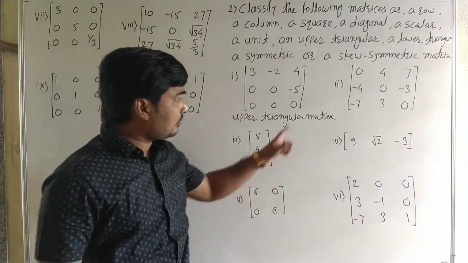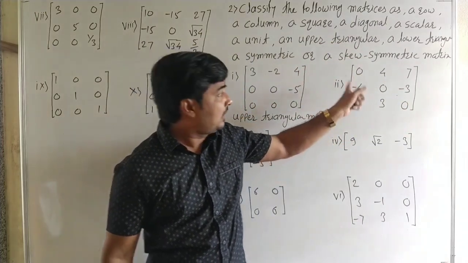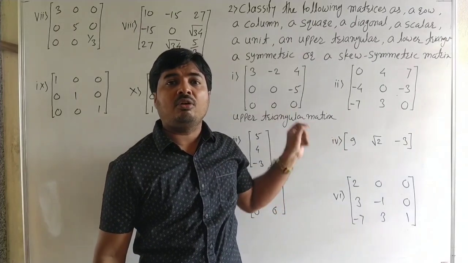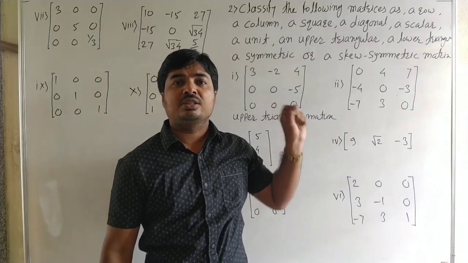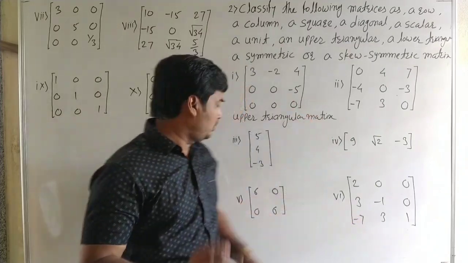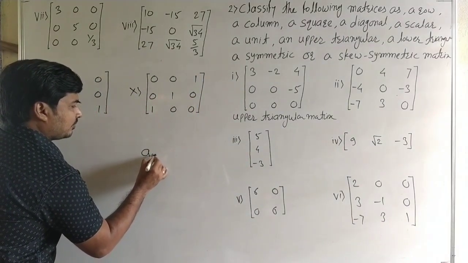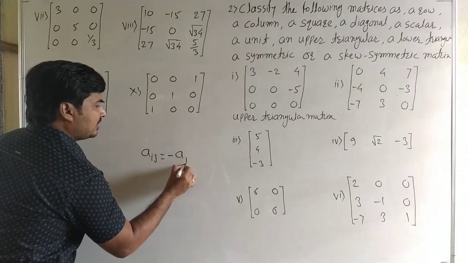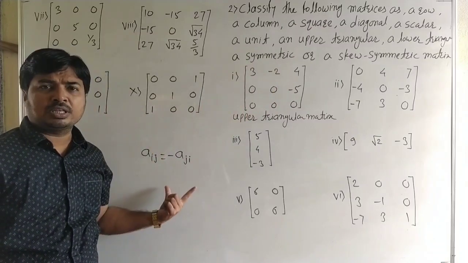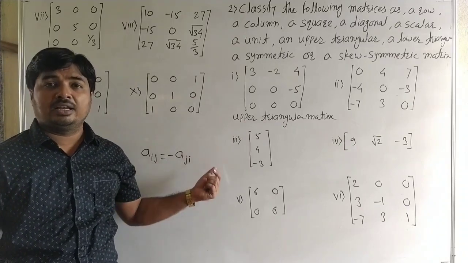Now see the second. Okay, in this second it is clear that all diagonal elements are 0. In one definition, if all diagonal elements are 0, it is a skew symmetric matrix. But in a skew symmetric matrix there is one more condition: Aij is equal to minus Aji. For a skew symmetric matrix, all diagonal elements are 0 and the element Aij is equal to minus Aji. Okay, we check this.